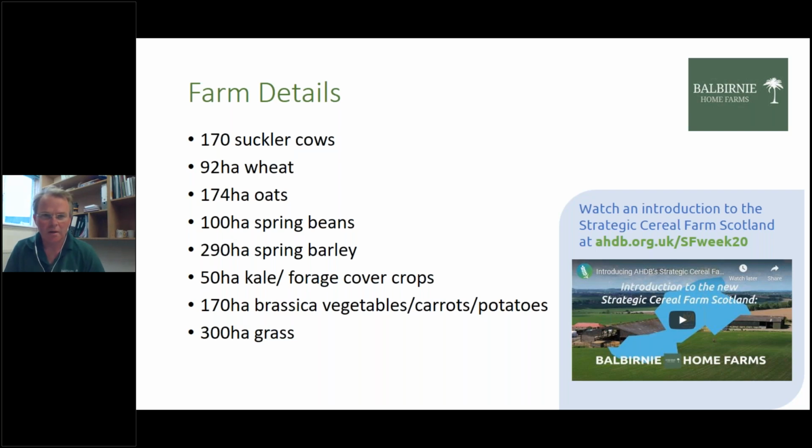A brief introduction to what we are at Balbirnie. We are an in-hand farming operation of Balbirnie Home Farms, and we extend to about 1,150 hectares, give or take. You can see on the slide there our enterprises as they stand this year.